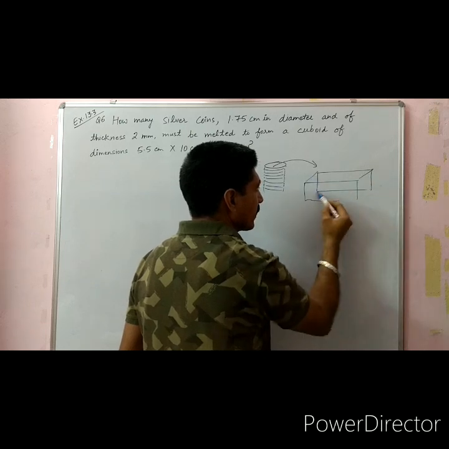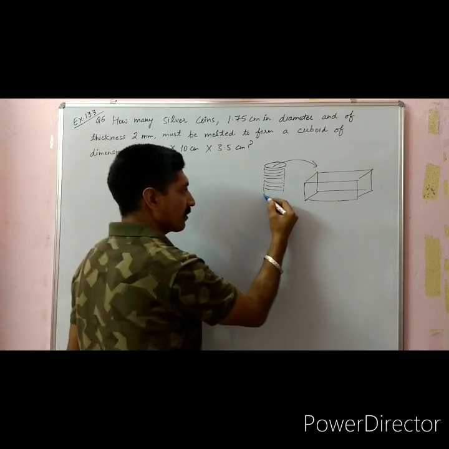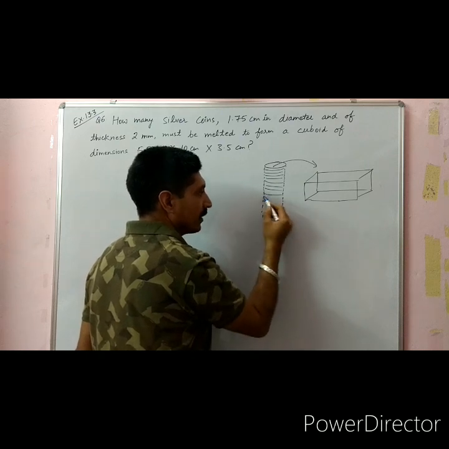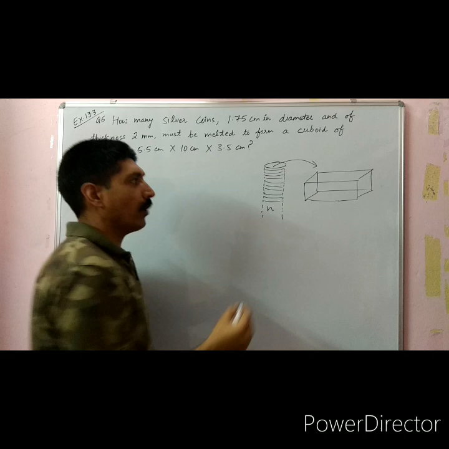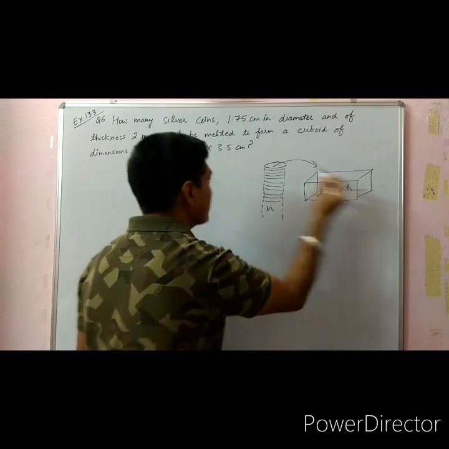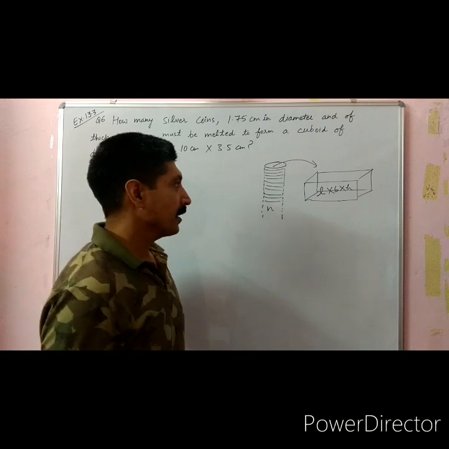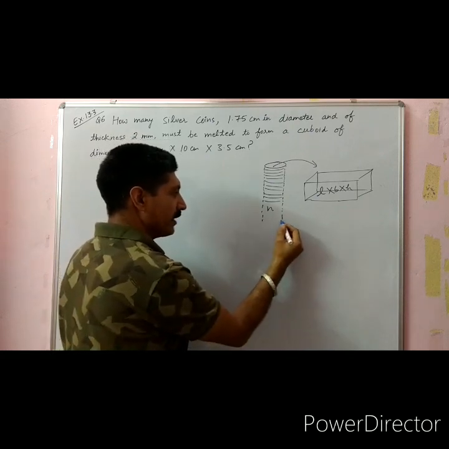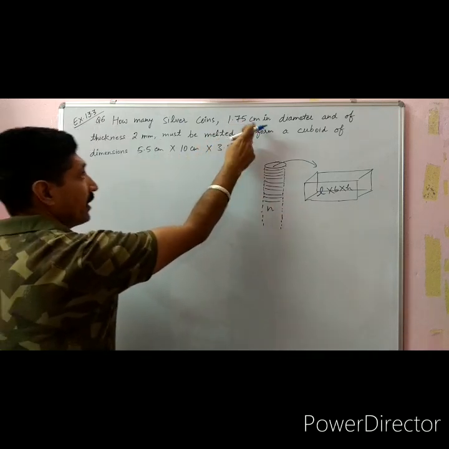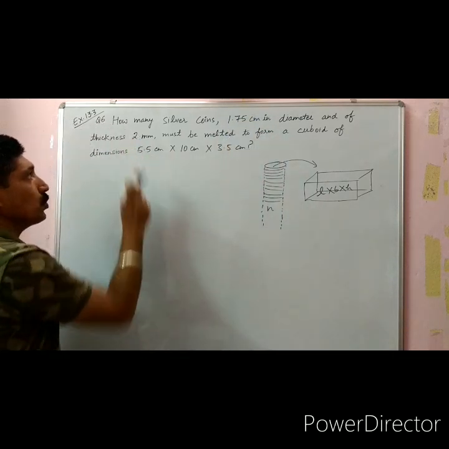So here we have two shapes. One is a cylinder shape. Number of coins we don't know. We are just assuming that n is the number of coins, and for the cuboid, its dimensions are given, length, width, and height. That is 5.5, 10 centimeter, and 3.5 centimeter. Now one very interesting thing is that here the diameter is 1.75 centimeter and the thickness is 2 mm.